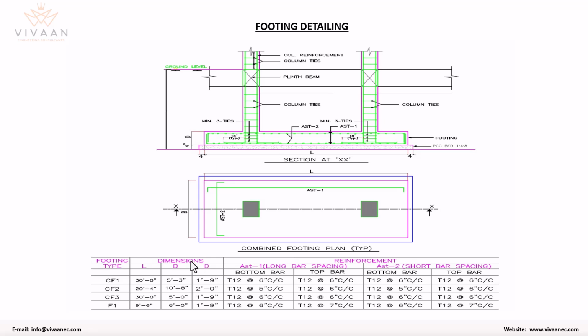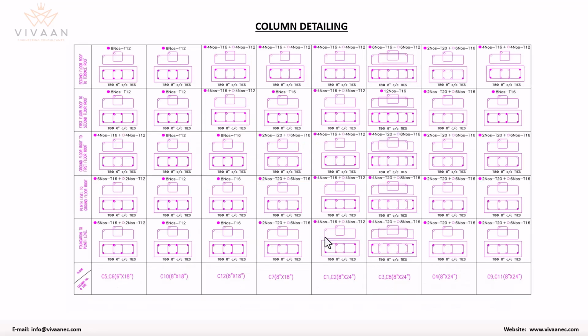Footing detailing. Okay. So earlier we have seen the footing layout and the footing sizes. Here is a sample showing how a combined footing looks. Here you're going to see the info of footing type, the dimensions, and what the reinforcement would be in the long bar spacing and short bar spacing. So you're going to see the complete info about the detailing of the footings. Again, this is dependent on the loads which we are going to get from the columns. Okay, now let me move on to the next set of drawings, column detailing.